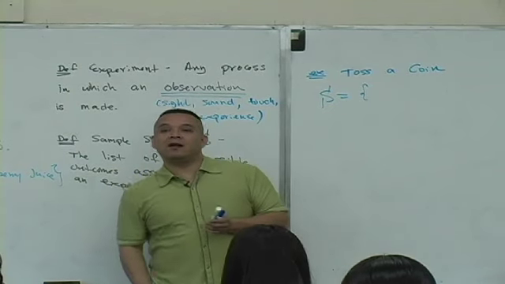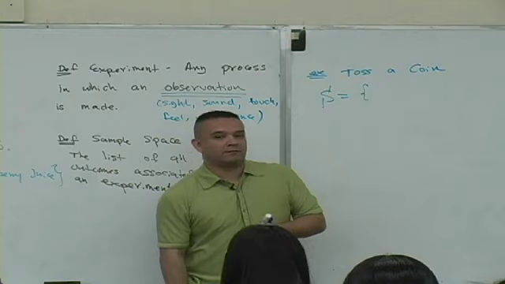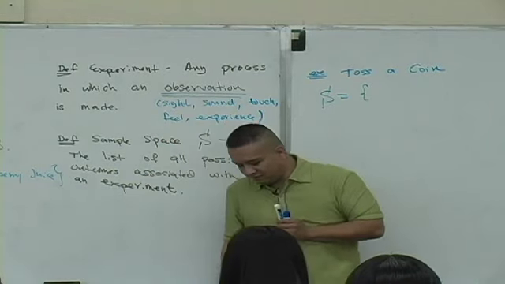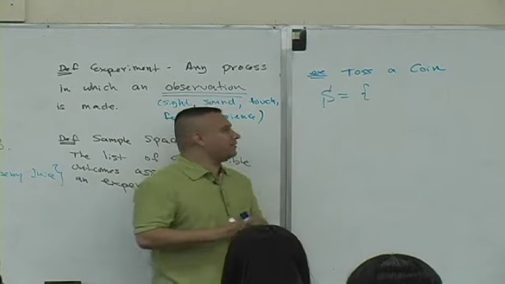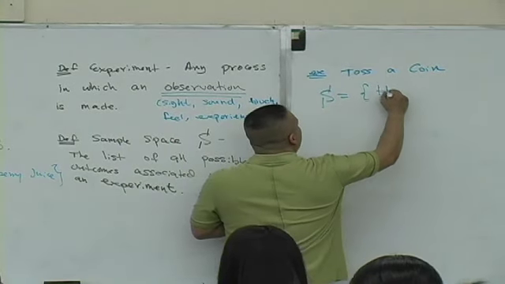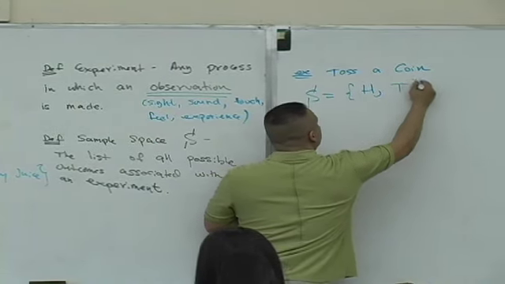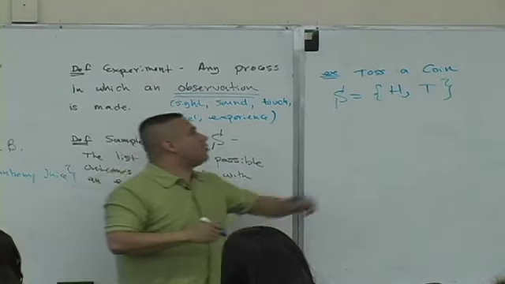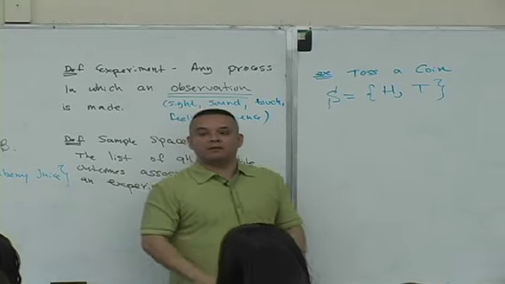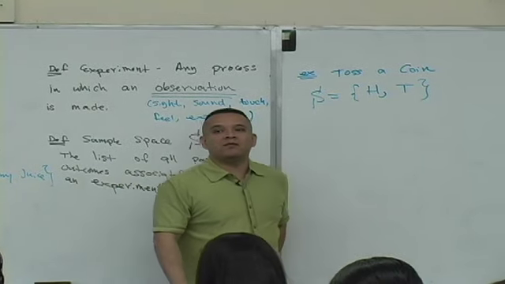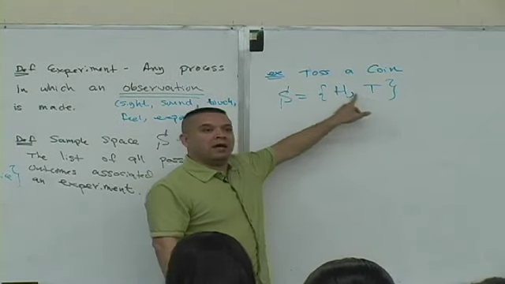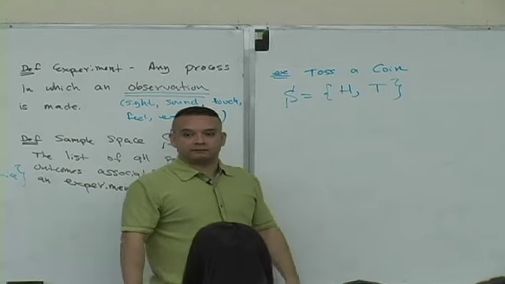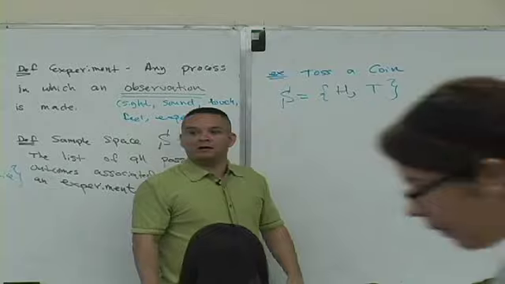Oh, do I have to get out my coin? Here's a coin. It could be a what? Good, it could be heads or tails. So the experiment is tossing a coin, I can observe an outcome, and the list of possible outcomes is H or what? T. H for heads, T for tails. Okay, you guys okay with that?